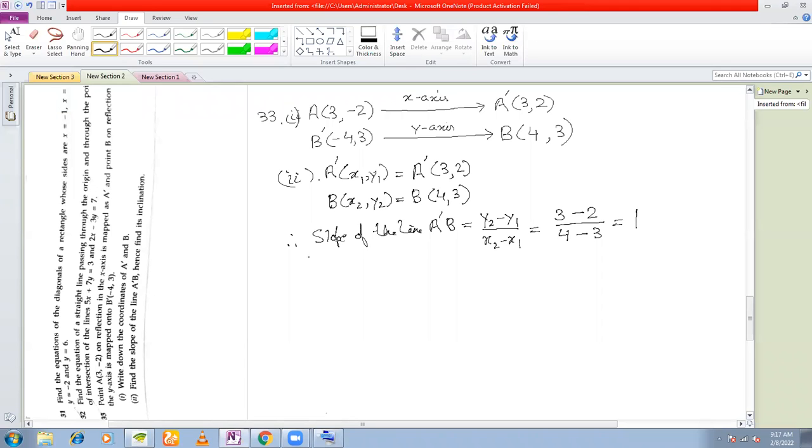Now they are not only asking you for the slope, they are asking you for the inclination also. So I say let theta be the inclination.